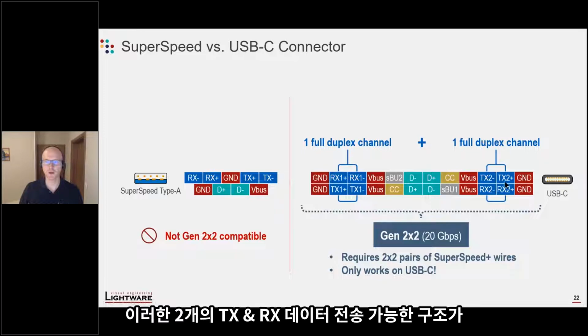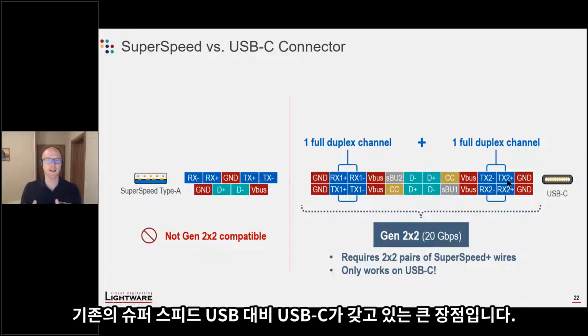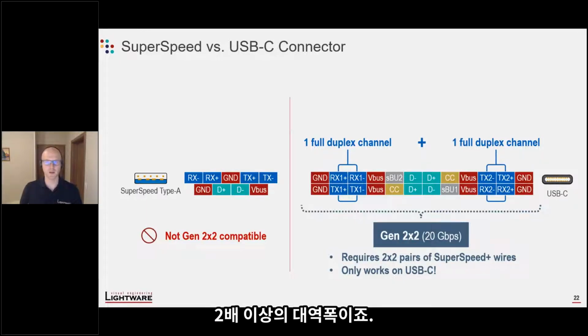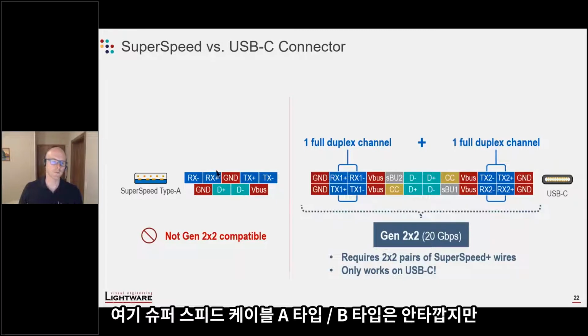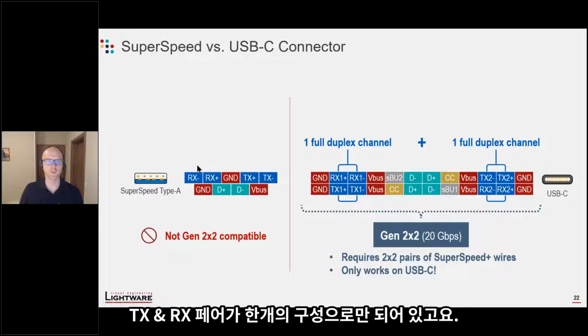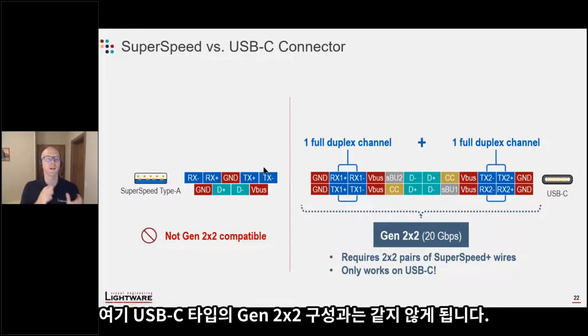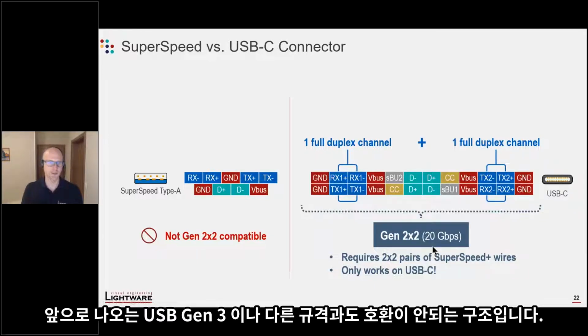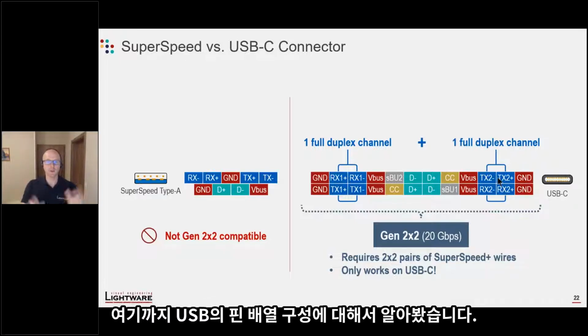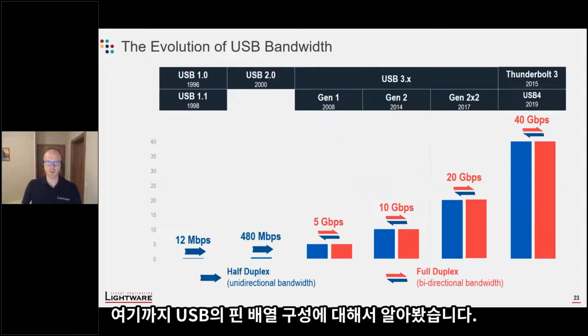So now we have two RX and two TX pairs, and that's another benefit of USB-C versus SuperSpeed USB. It doubles the amount of SuperSpeed wire pairs. But unfortunately, since the SuperSpeed Type-A and Type-B connectors only have one of these wire pairs for TX and RX, SuperSpeed Type-A and Type-B are not compatible with Gen 2x2 or any later standards, so USB 4 or Thunderbolt 3. So that's a quick look at the connectors or the pins themselves.